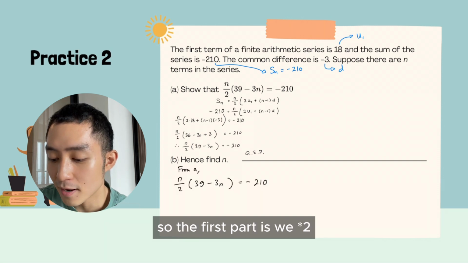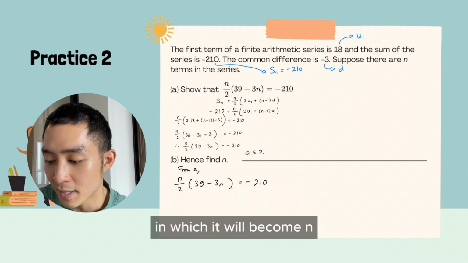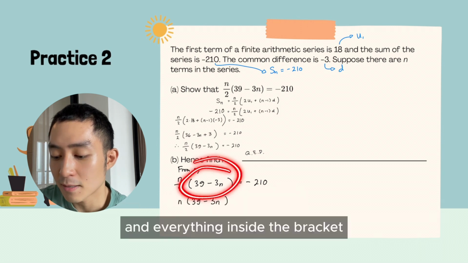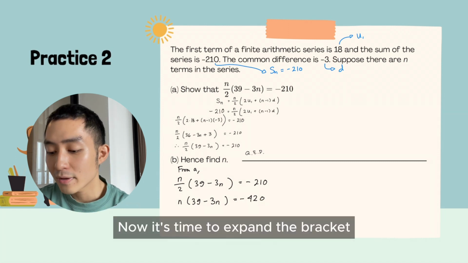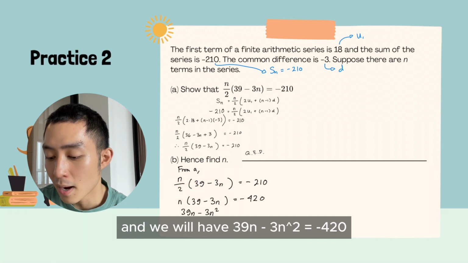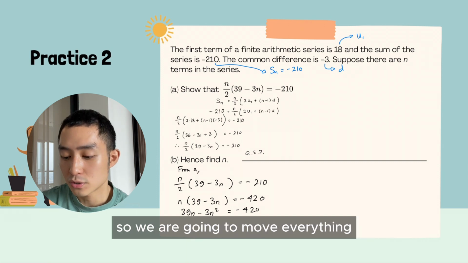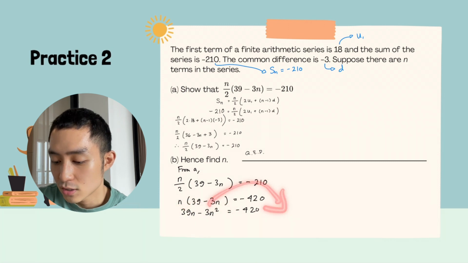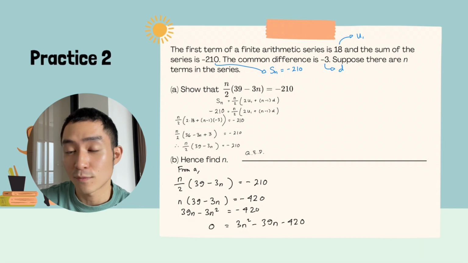So the first part is we multiply everything by 2, in which it will become n and everything inside the bracket, and also it will become minus 420. Now it's time to expand the bracket, and we will have 39n minus 3n squared equals minus 420. So we want to make everything equal to 0. So we are going to move everything to the right hand side. So we have 0 equals 3n squared minus 39n minus 420.